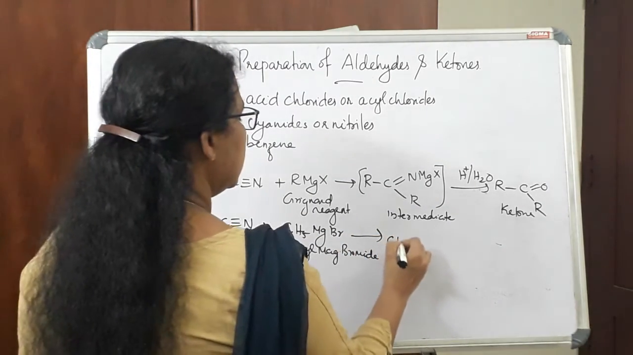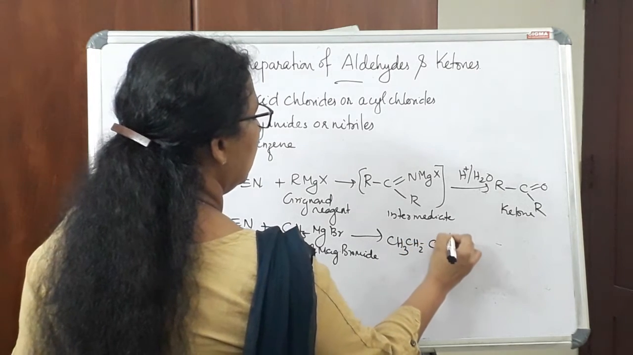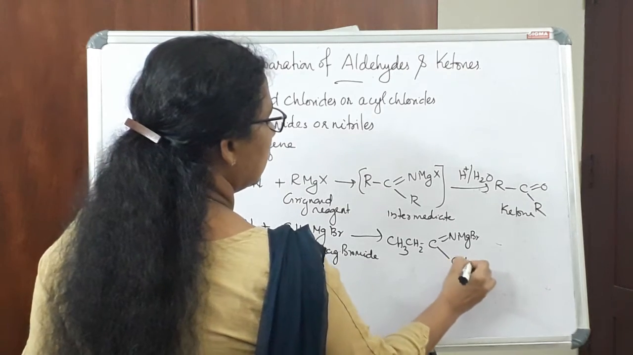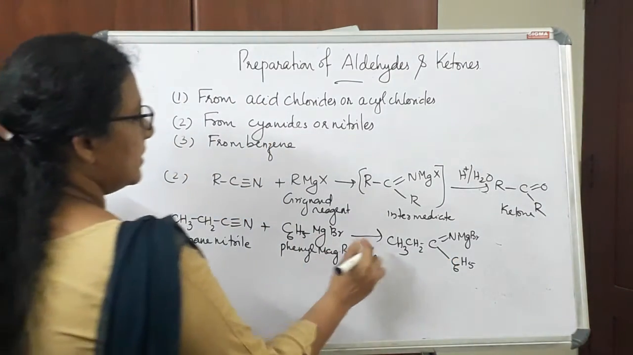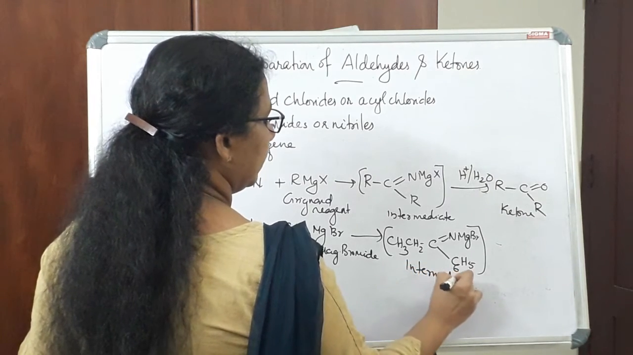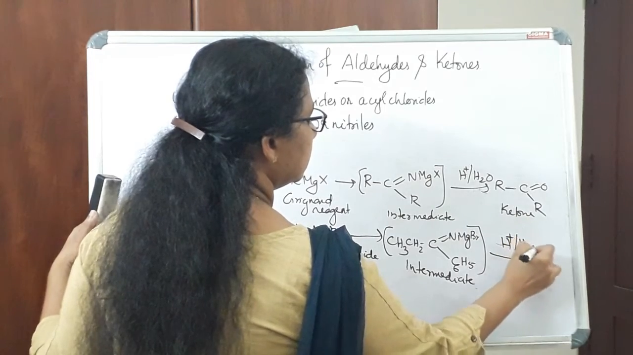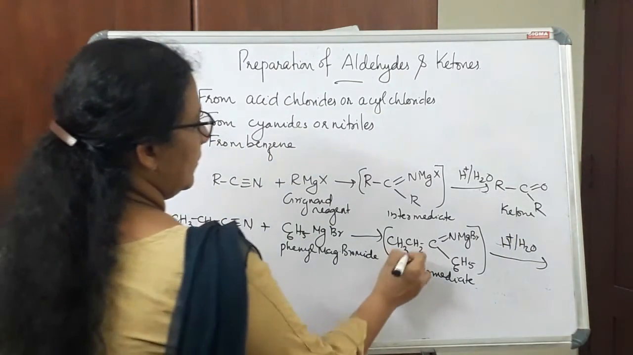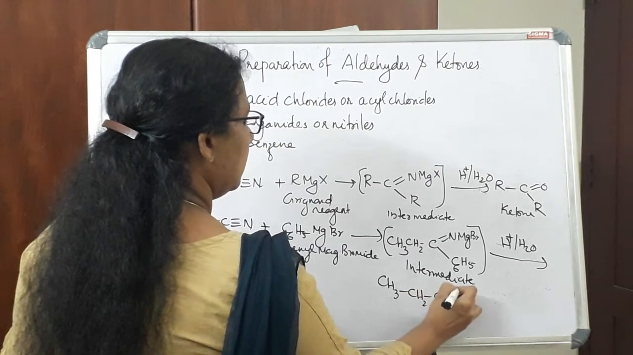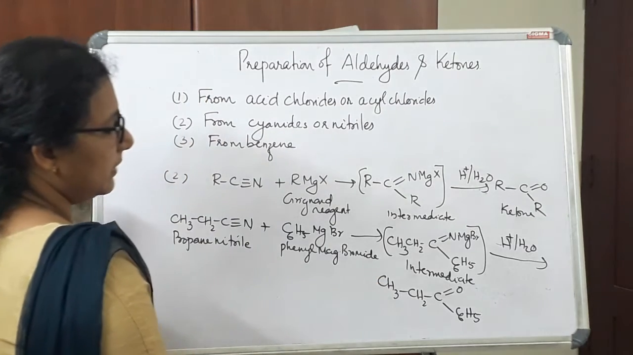Here we will get CH3CH2C double bond NMgBr, then C6H5. So this is the addition product and this is the intermediate, which on hydrolysis gives CH3CH2C double bond O C6H5. So this is the ketone formed in this case.